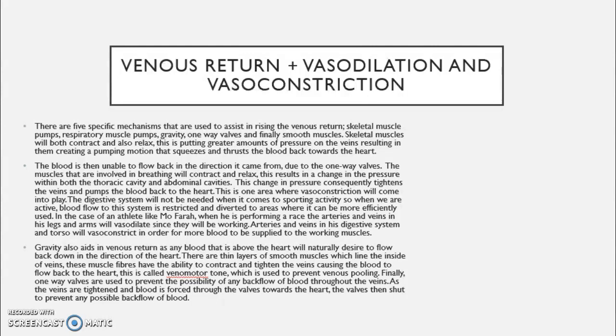So, in the case of an athlete like Mo Farah, when he's performing a race, the arteries and veins in his legs and arms will vasodilate since they are working. Arteries and veins in his digestive system and torso will vasoconstrict in order for more blood to be supplied to the working muscles.